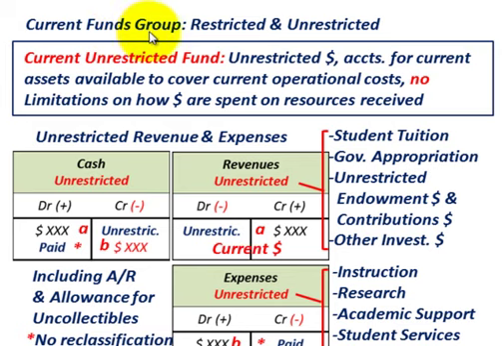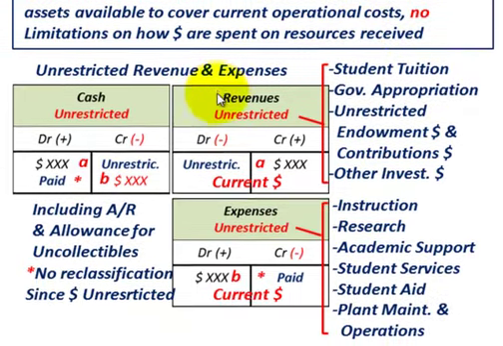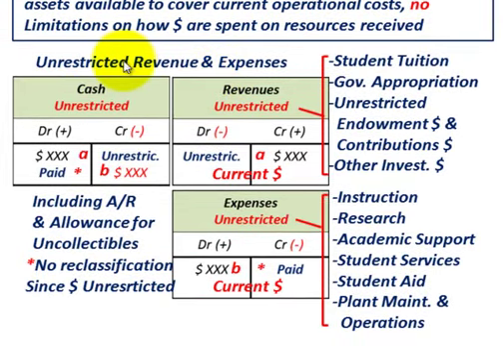Now let's go over our current funds group, and those would be both restricted and unrestricted current funds. Looking at our current unrestricted funds, those would be unrestricted dollars, and they account for the current assets available to cover current operational costs, and there wouldn't be any limitations on how the dollars are spent on the resources received. So for our entries here, we have unrestricted revenues and unrestricted cash, and also we'd be paying our expenses out of those unrestricted revenues.